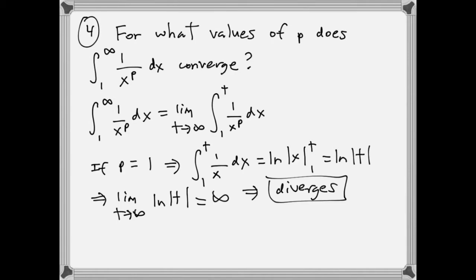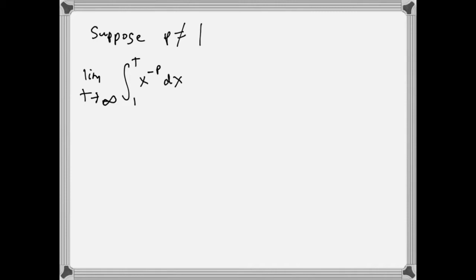So we're going to make the assumption, suppose p is not 1. So the integral is actually the limit as t goes to infinity of the integral from 1 to t of x to the negative p dx. And so since p is not 1, we know we can use the power rule to do this, right? That's how you integrate that. So it's going to equal the limit as t goes to infinity of, we're going to add 1 to the exponent and then divide by that exponent, right? And we're going from 1 to t.